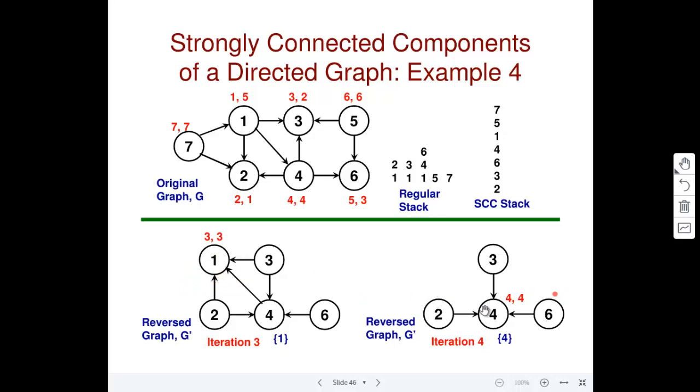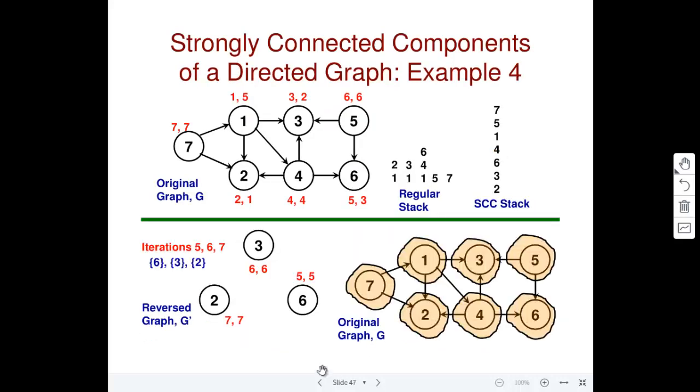This is what you're going to be left with. After 1 is removed from the SCC stack, you're going to have 4 at the top of the SCC stack. So push vertex 4 to the regular stack and try to go somewhere else. You cannot do that, so pop out vertex 4 right away. So vertex 4 is gone, and it's on its own strongly connected component. And then you're going to be left with just 6, 3, 2. And again, each one is on its own strongly connected component.